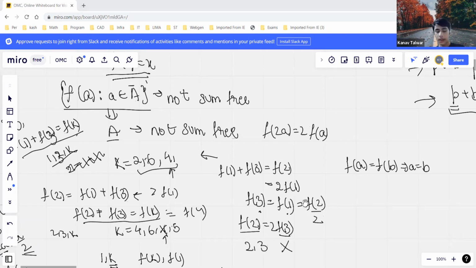So we must have that f(3) is equal to f(1). But we have that f(1) is also equal to f(2)/2. So f(2) is equal to twice f(3). But then the set {f(2), f(3)} is not sum-free. So the set {2, 3} must be not sum-free, which is clearly not possible, right?